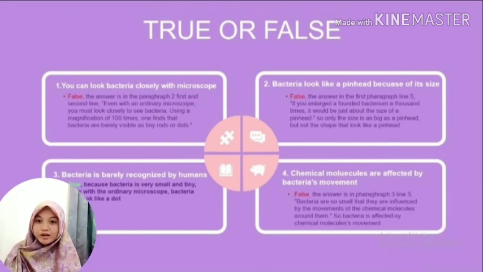And number 4, chemical molecules are affected by bacteria's movement. The answer is false. The writer tells in paragraph 3, line 3, bacteria are so small that they are influenced by the movement of the chemical molecules around them. So the bacteria are affected by chemical molecules' movement and not the opposite.